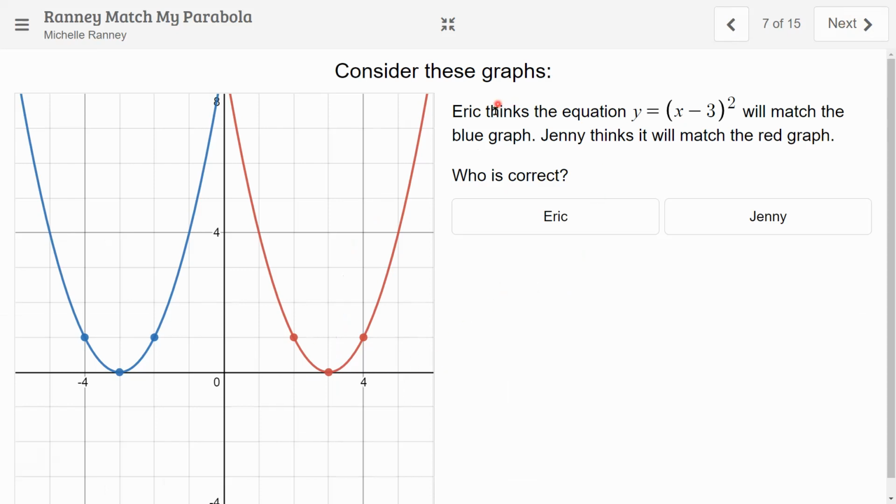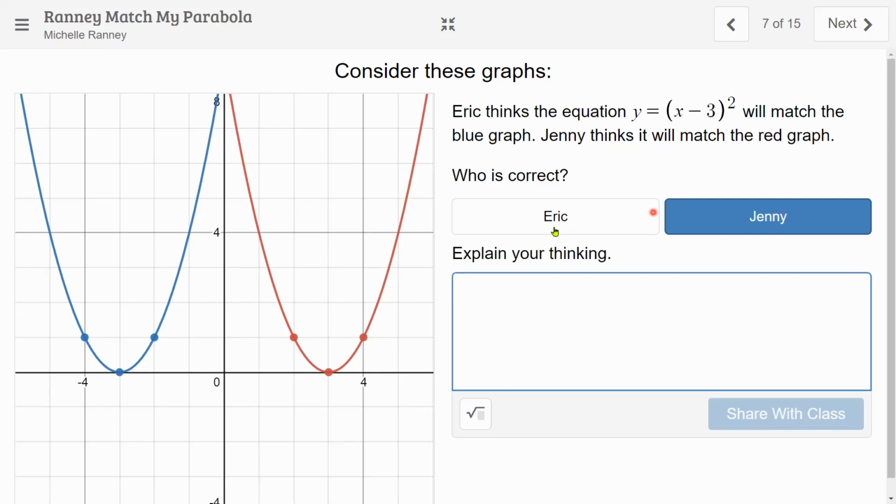On the next one, Eric thinks the equation y equals (x minus 3) squared will match with the blue one. Jenny thinks it will match with the red one. Well, you want to ask yourself, what will make this be 0 squared? 3 minus 3 will make this 0. So since 3 will make this 0, this one right here is the correct graph. So Jenny is right. Again, because this 3 is going to make this 0, and your vertex is where your 0 squared is. Air quote 0 squared, because it's not at 0, but what makes it 0.